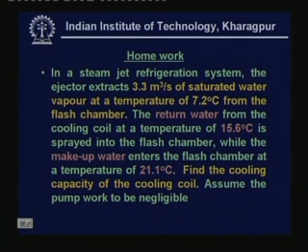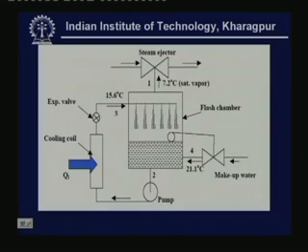Let me show the schematic. So, this is the schematic of the homework problem. Here you need not bother about the steam ejector working and all that. What is asked is the refrigeration capacity of the cooling coil. So, all that you have to do is apply mass and energy balance across the flash chamber and apply mass and energy balance across the cooling coil. If you apply this, then you can easily find the required answer.